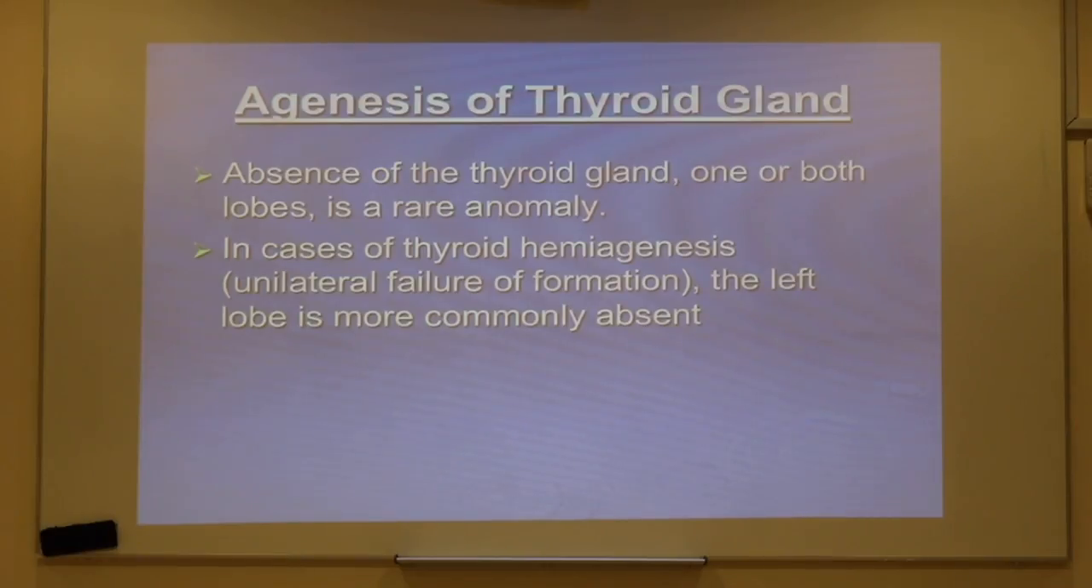There might be agenesis of the thyroid gland, absence of the thyroid gland. Absence of one or both lobes is a rare anomaly. In case of thyroid hemiagenesis, that means half of the thyroid is not there. Usually the left lobe is commonly absent, and the right lobe is still usually there.